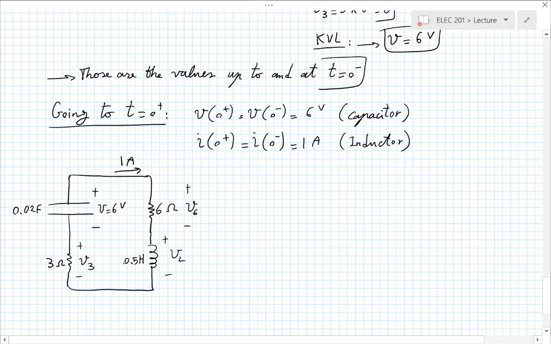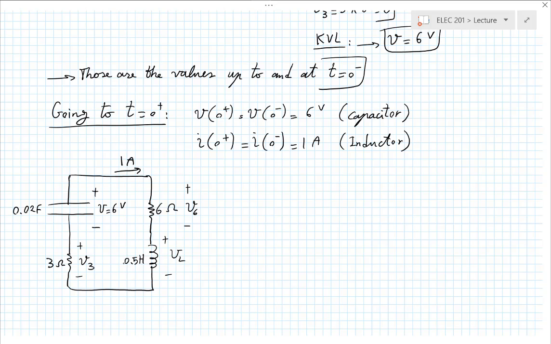So how do I deal with this now? This is a snapshot in time. At t equals 0 plus, we concluded that at that moment only I have 6 volts between these 2 nodes across the capacitor. And I have 1 amp going through the circuit. Now, if I have 1 amp here, it's straightforward to calculate the voltages of the 2 resistors. But knowing the current only at that moment in time will not tell me the voltage of the inductor. How should I calculate the voltage of the inductor? Any suggestions?